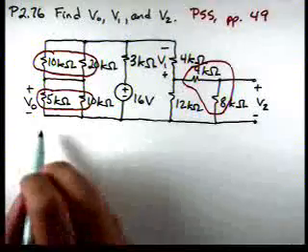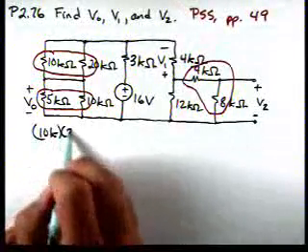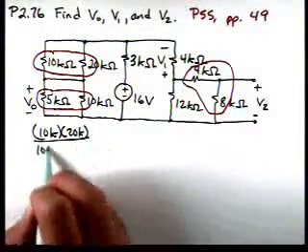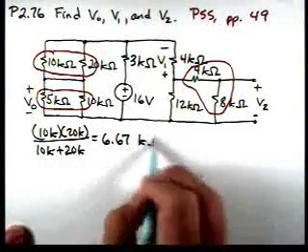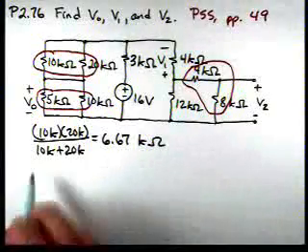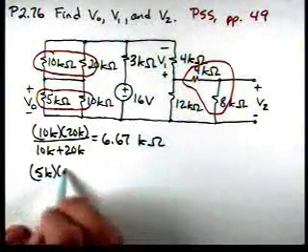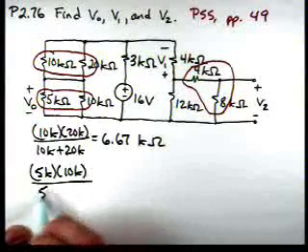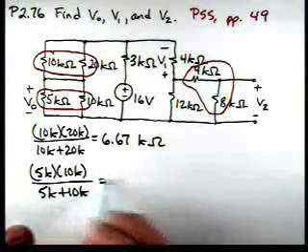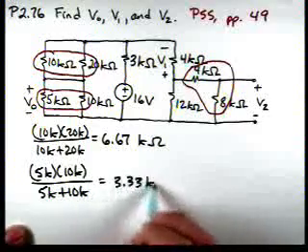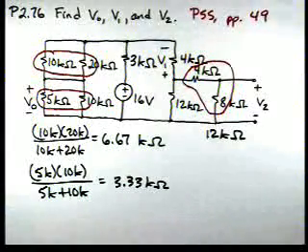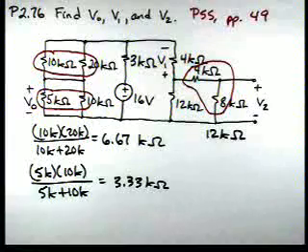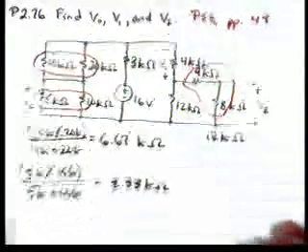When we have a 10K and 20K in parallel, that's an equivalent resistance of 6.67 kiloohms. A 5K and a 10K in parallel gives us 3.3 kiloohms. These two in series give me an equivalent of 12 kiloohms. So now let's redraw the circuit with those combinations.